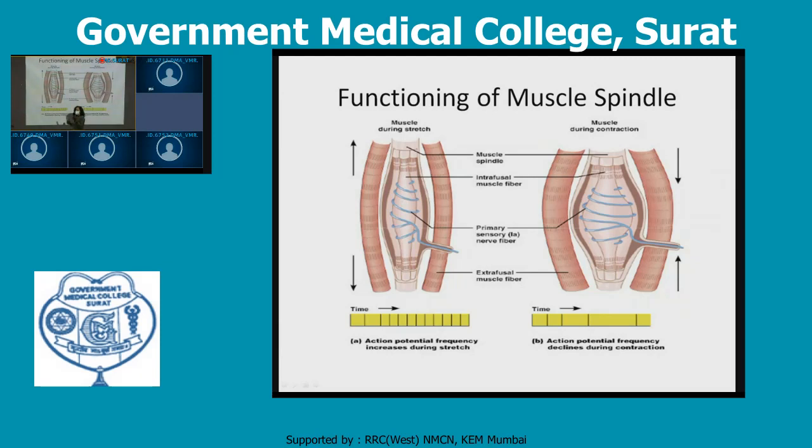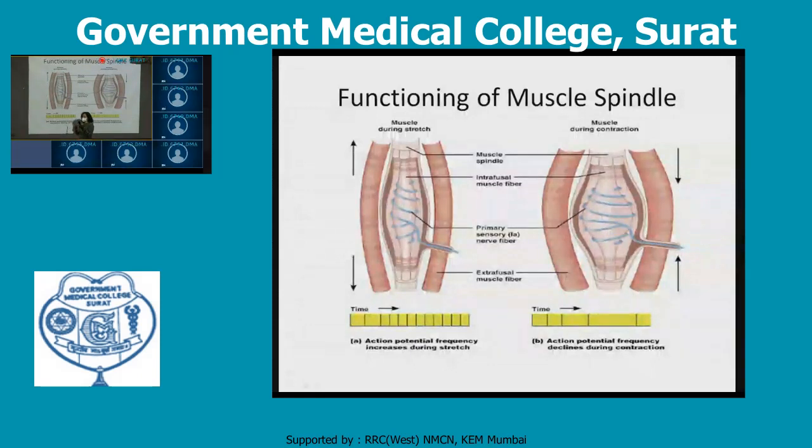The Jendrassik maneuver is applied frequently while eliciting the different monosynaptic jerks, the tendon reflexes. We ask the subject to clench the teeth or pull the fingers, and if we are unable to elicit the tendon reflex otherwise, this phenomenon helps in increasing the gamma discharge.